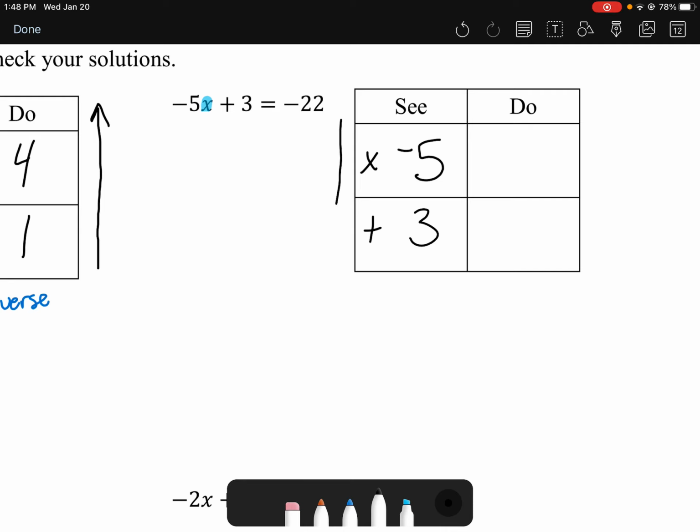Again, when we did the C, we went down like this. So in order to do the do column, we have to go up this way. And again, we're looking for the inverse operations of the previous column. Originally I was adding 3. If I want to talk about the inverse, I'm going to go ahead and subtract 3. In the previous column, I was multiplying by negative 5. Well, the opposite of multiplying would be to divide by negative 5.